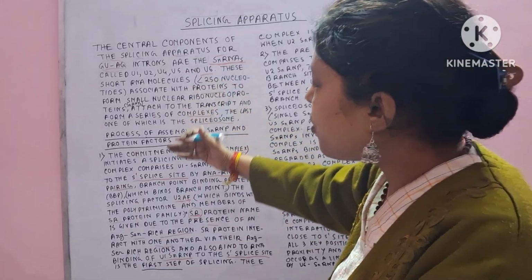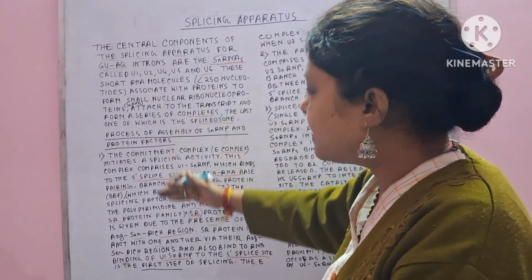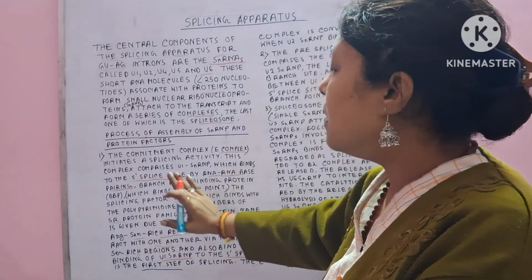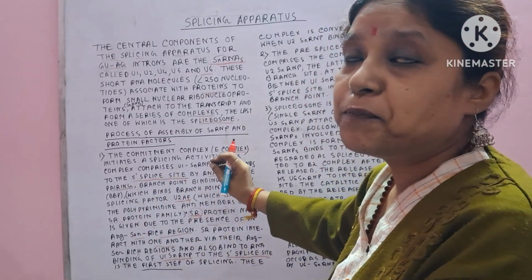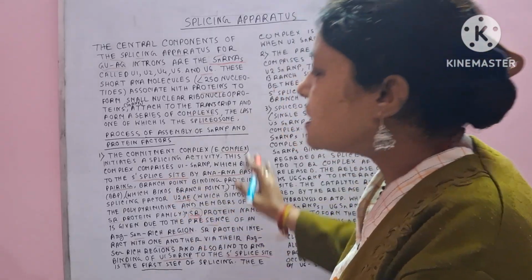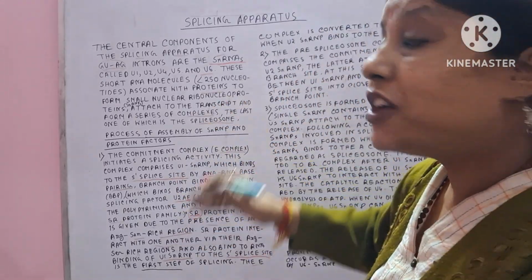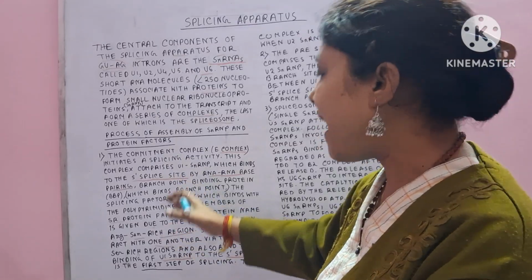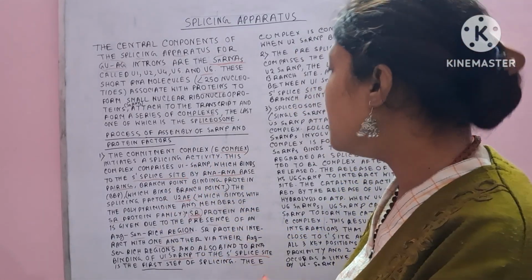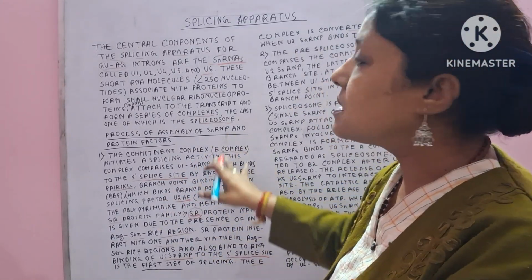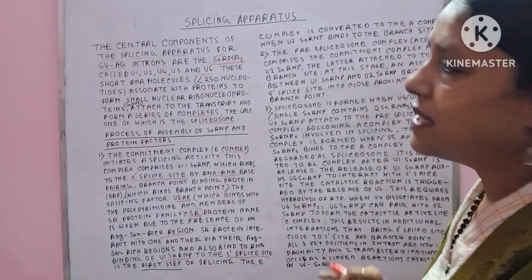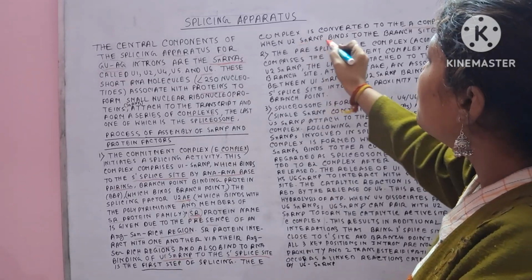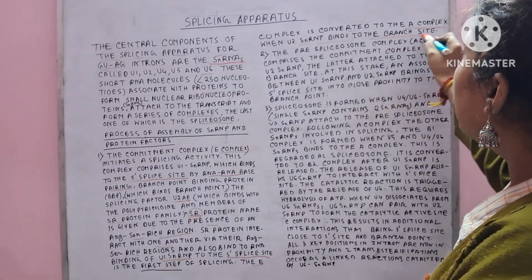So these factors bind at different spaces, or you can say different points. That's why the E complex is converted to the A complex. If these proteins and factors cannot bind with each other, the E complex is never converted to the A complex. Clear? Now, when U2 snRNP binds to the branch site.